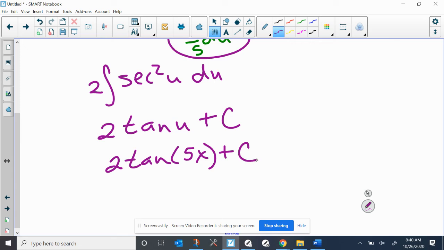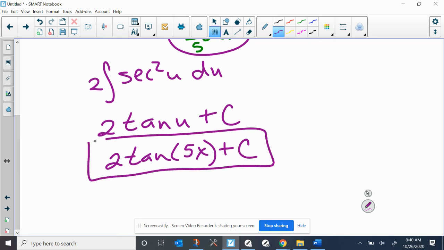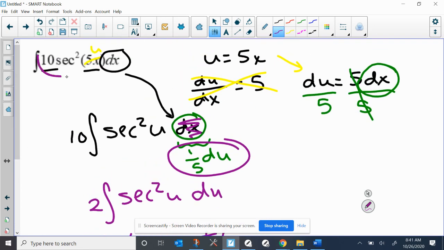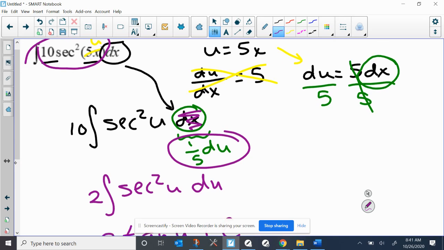Now, if you want to check your work, you can. And this is the answer right here. But if I was going to check the work, I'd take the derivative. So the 2, the coefficient, comes down. The derivative of tangent of u is secant squared u times u prime. So it's derivative of the outside, which is secant squared. Leave the inside alone, 5x, times derivative of the inside, times 5. So if you look at that now, I have 2 times 5 is 10, secant squared of 5x, and the derivative of a constant goes away, and you can see the problem is right there. So we know we have the right answer.